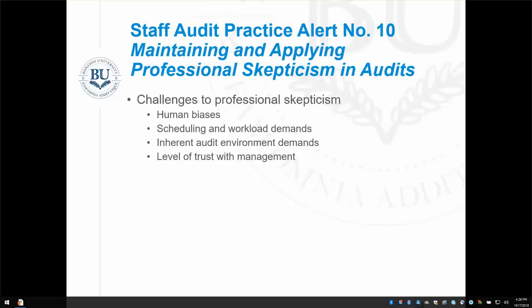To segue over into the staff audit practice alert number 10, this is maintaining professional skepticism. And again, this is something that we have talked about in the past. It's not going to be anything new. It's just, again, a general reminder to ensure that you are being professionally skeptical on your engagements.